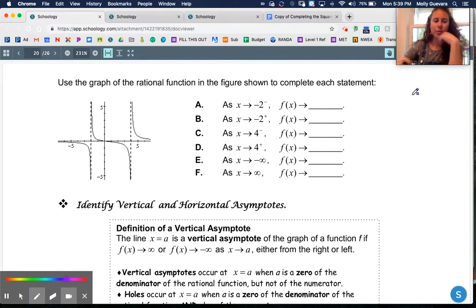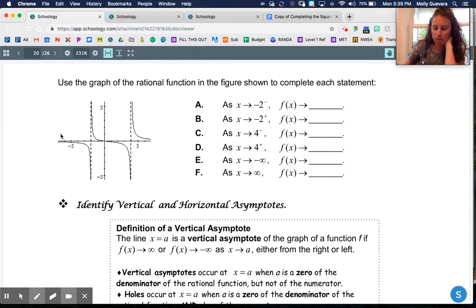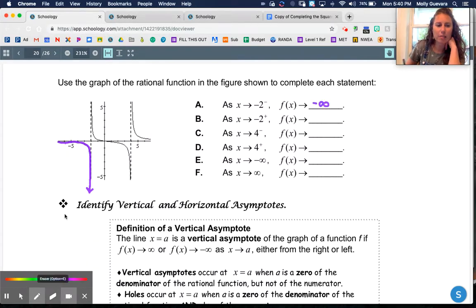All right, so let's review these. Here it wants as x approaches -2 from the left. So here's -2, here's the asymptote. And as I get closer and closer to -2, my graph is decreasing, decreasing, decreasing, right? And it just continues to go down. So as I approach -2 from the left, my f of x approaches negative infinity.